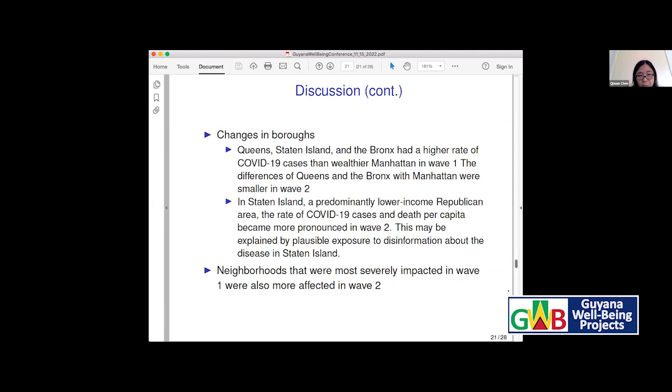We also see change in boroughs. Queens, Staten Island, and Bronx have a higher rate of COVID cases than Brooklyn and Manhattan in wave 1. The difference between Queens and Bronx compared with Manhattan was smaller in wave 2. But interestingly, in Staten Island, a predominantly lower income Republican area, the rate of COVID-19 cases and deaths per capita became more pronounced in wave 2. We think this may be explained by plausible exposure to misinformation about the disease in Staten Island. We also found neighborhoods that were most severely impacted in wave 1 were also more affected in wave 2.